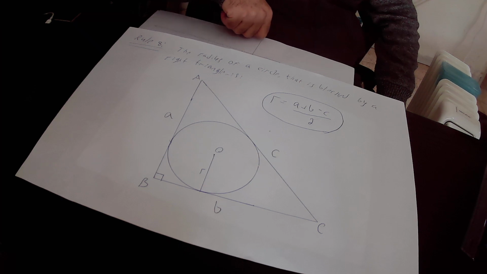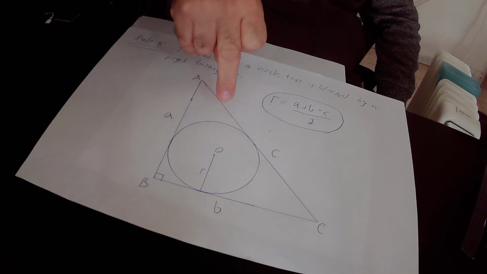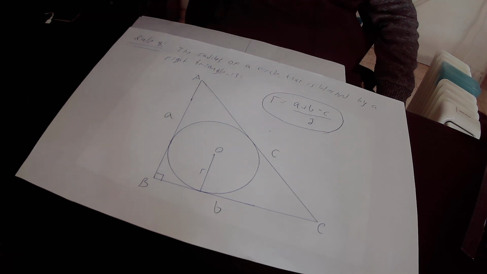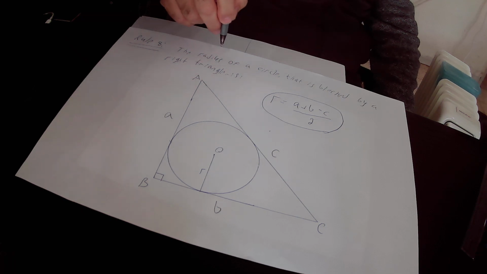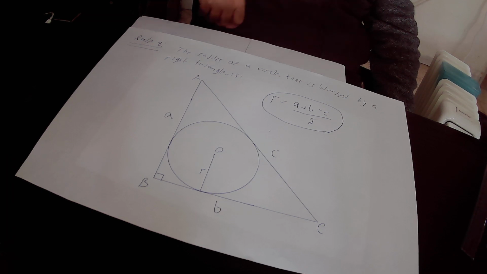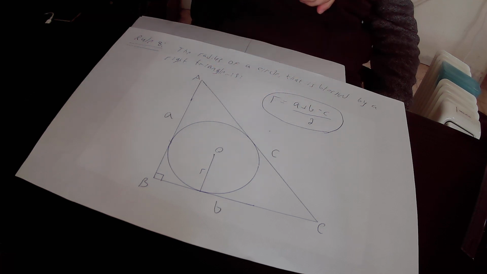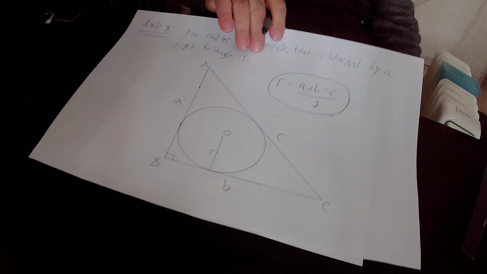According to rule number 8, you can find the radius of this circle that is blocked by the right triangle ABC only by knowing the side lengths of the right triangle ABC that blocks the circle. That is to say, the radius R will be equal to A plus B minus C over 2. So the radius of a circle that is blocked by a right triangle equals the sum of the two perpendiculars minus the length of the hypotenuse, over 2. Okay, so we can now apply rule number 8 in our drawing.